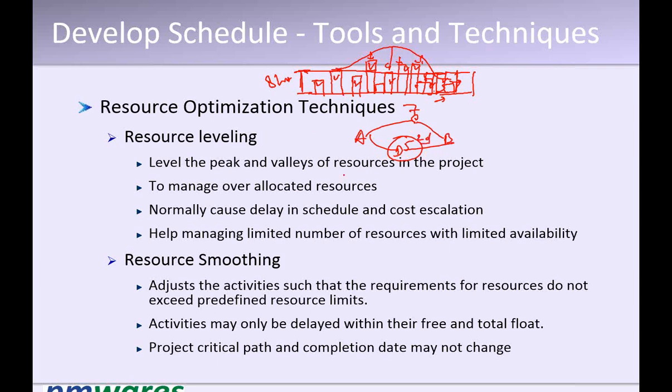Naturally available. Correct. So float is not buffer. Buffer is something you add into this. So you add one day here, which is not natural. You are adding time availability. That is a buffer.